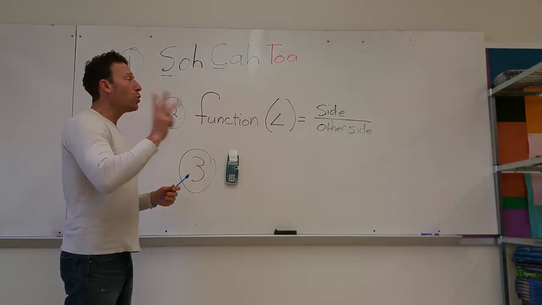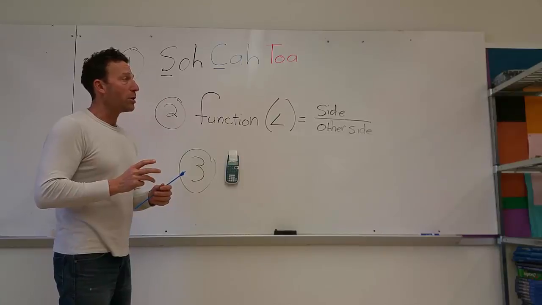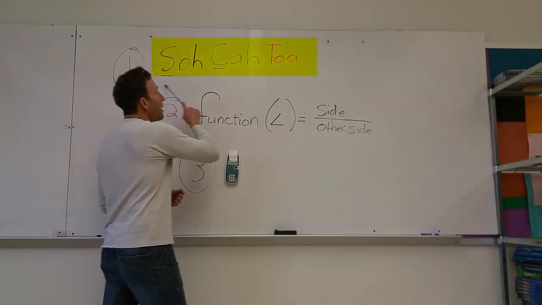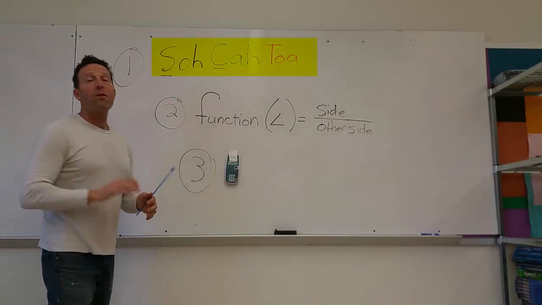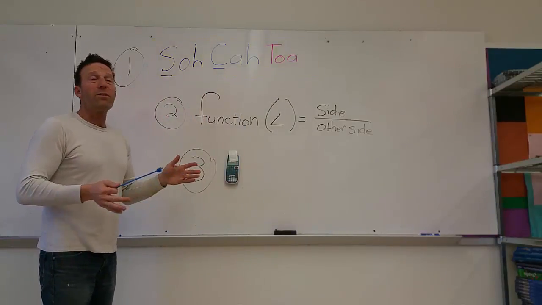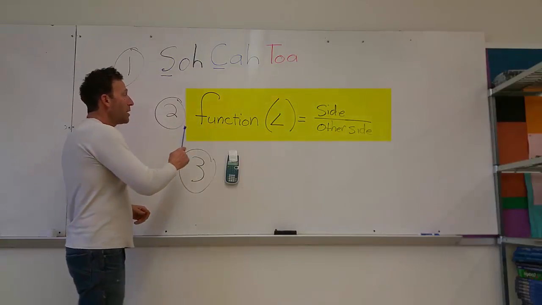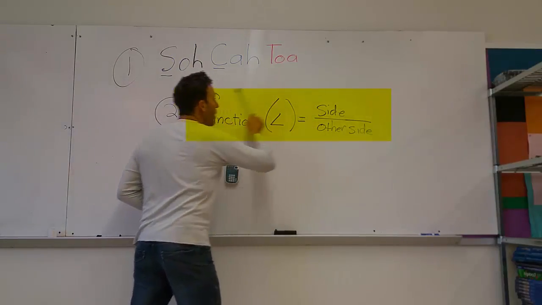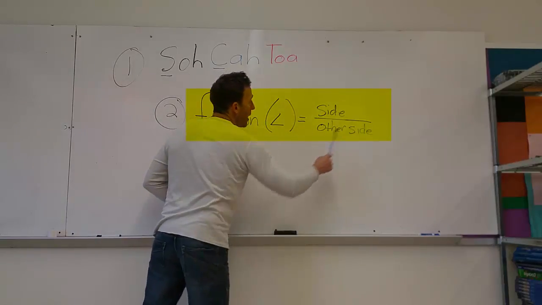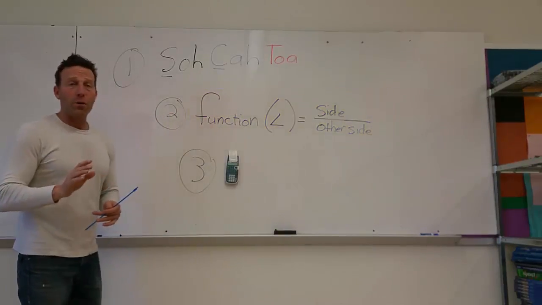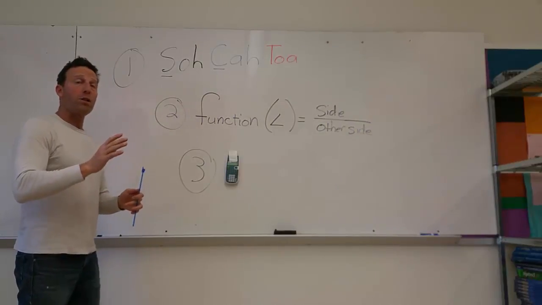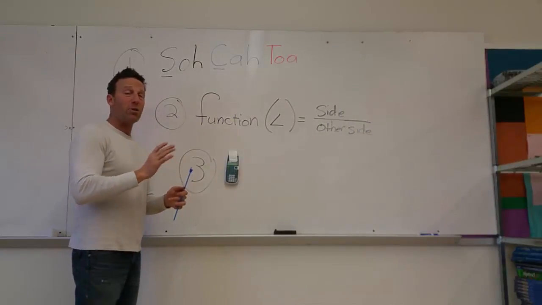And there's three tools that you need to be successful to navigate this unit. The first is understanding of SOHCAHTOA, and we'll cover that in a little bit. It's fun to use, it's even fun to say. The next is this equation right here, which says that the function of the angle equals side divided by other side. And we'll cover it, believe me, trust me, it is not difficult as long as you focus when we're doing this in class, ask questions when you have to.